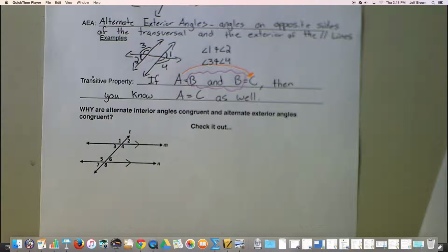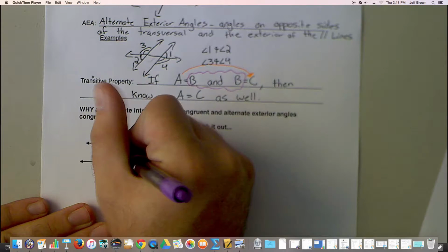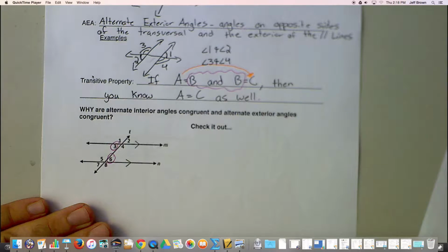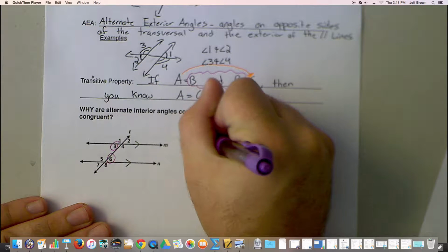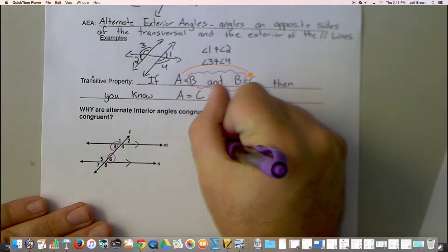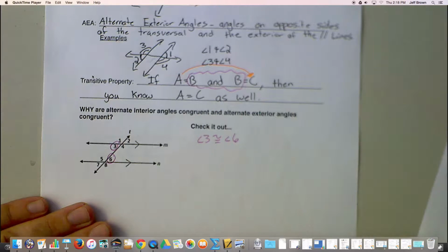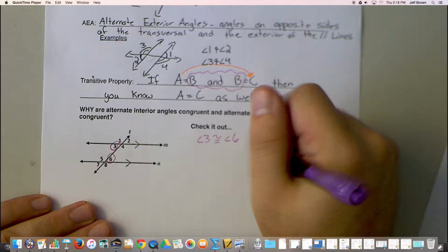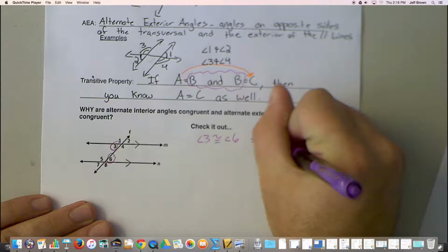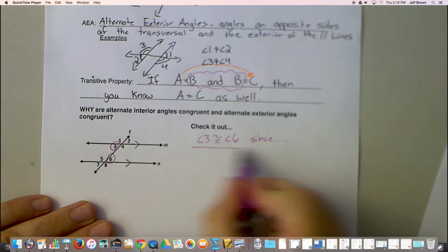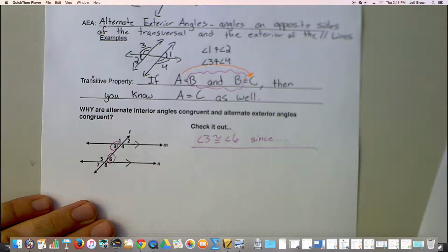And so let's go ahead and pick a pair of interior angles. I'm going to look at angle 3 and angle 6 in this picture here. And so what I am trying to show is that angle 3 is congruent to angle 6. I'm going to say that that is a true statement, and I just need to explain why. So I'm going to say those are true since, and I'm going to list out some justifications down here. We're going to get into some more justifying of things later this week and into early next week. Let's go ahead and look at doing this one.